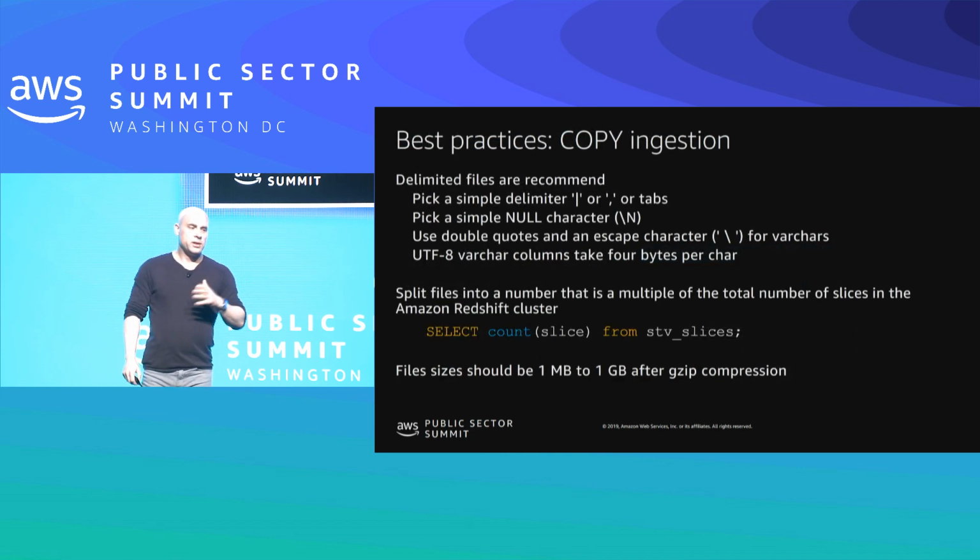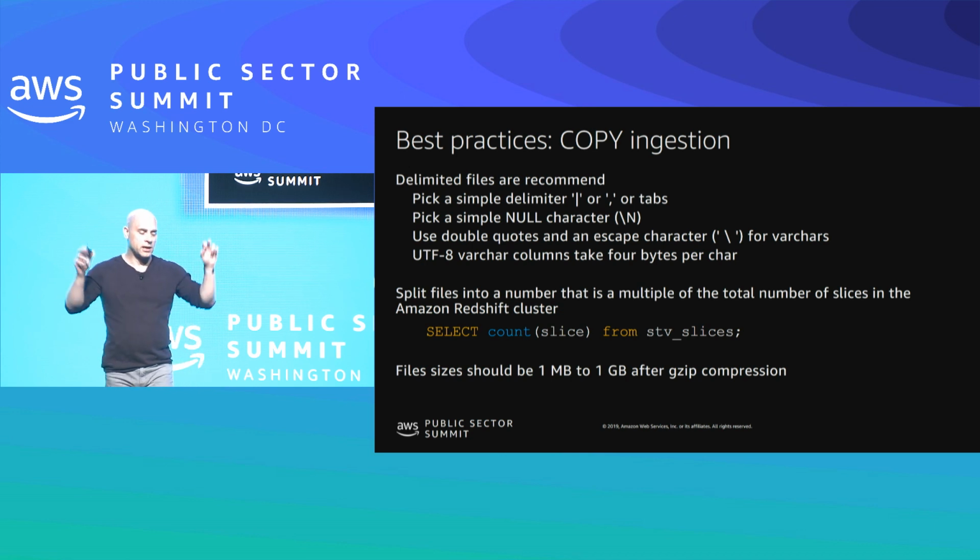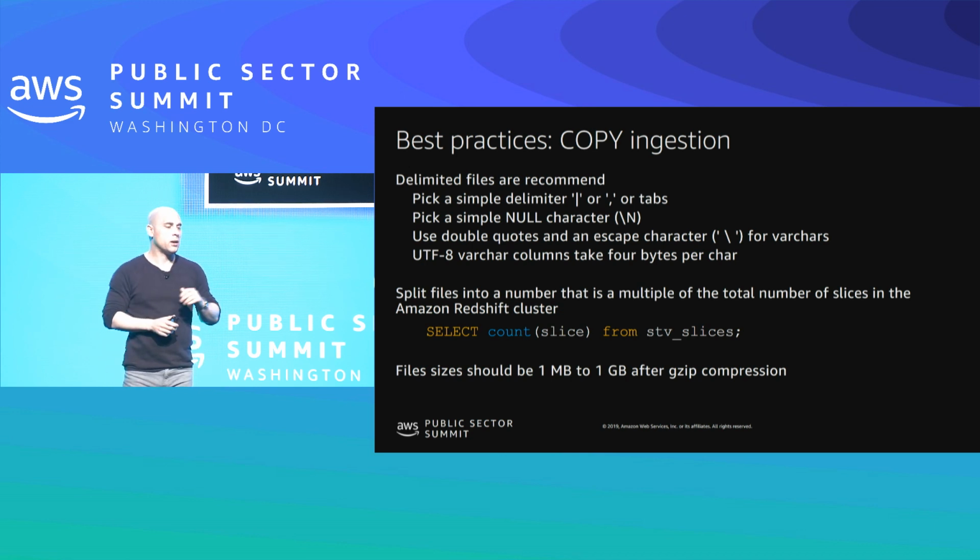So as a rule, these are some things that I've encountered when helping customers work through, actually mostly, migrations from other systems. Pick a simple delimiter if you're using CSV files, which is what most customers use. Don't try to use crazy unprintable characters, like bells or UTF-8 characters. Just pick something simple like a pipe or a comma. You can escape everything that you need to, wrap strings in double quotes and that sort of thing.